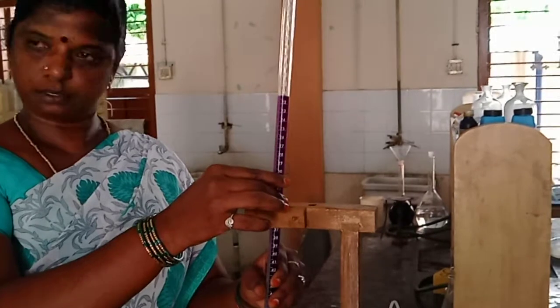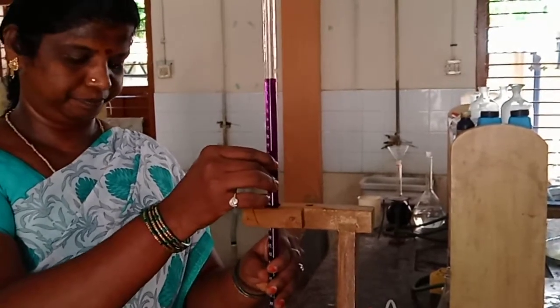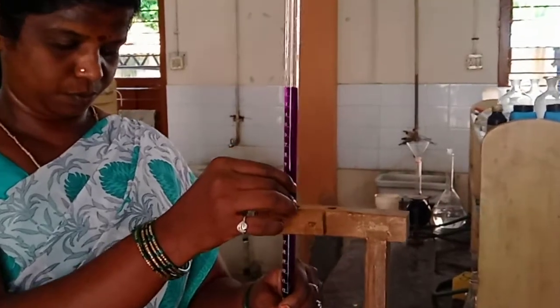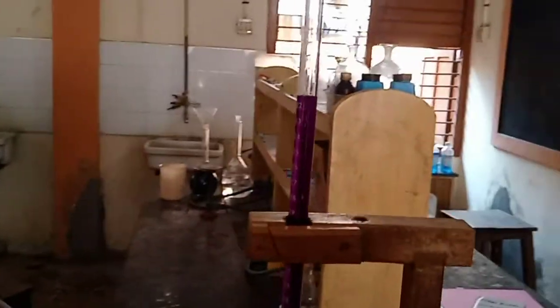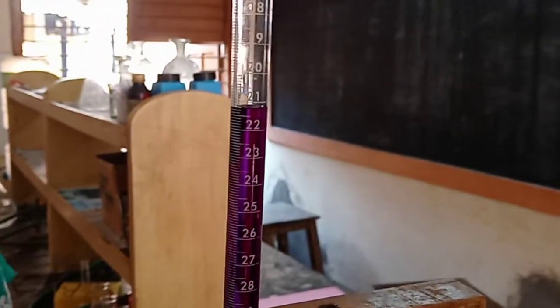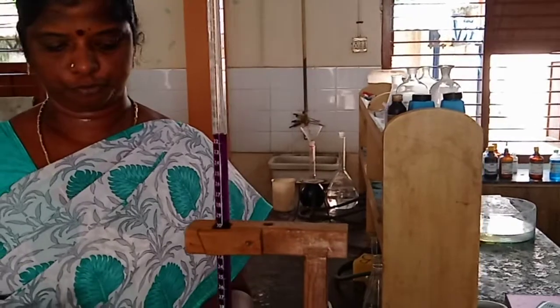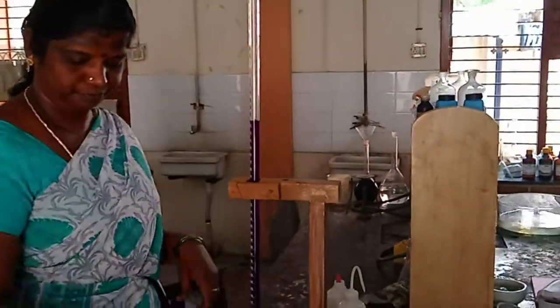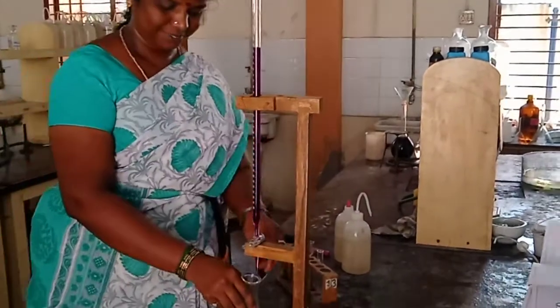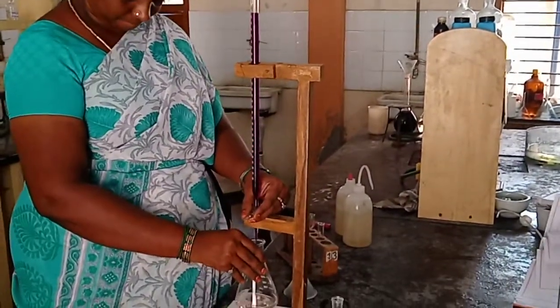Hold it straight. Now look at the reading. What is the reading? 21? It's 21.2. 21.2 ml. The reading says it is 21.2 ml. So you will record it in volumetric analysis too. So that the color is obvious for them.